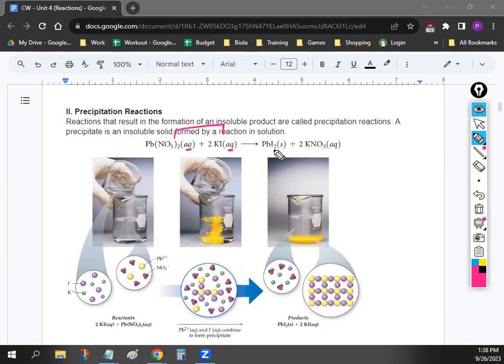All right, so if you mix these two compounds that dissolve in water, you're going to end up with a solid. You have two things that dissolve in water, but if you mix them together, they react together to create a solid. And the solid that is formed is called a precipitate.